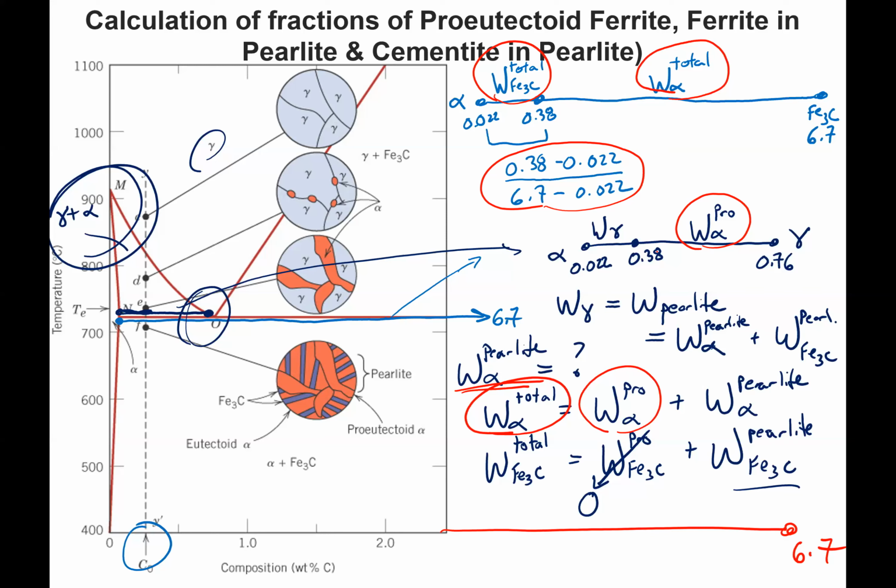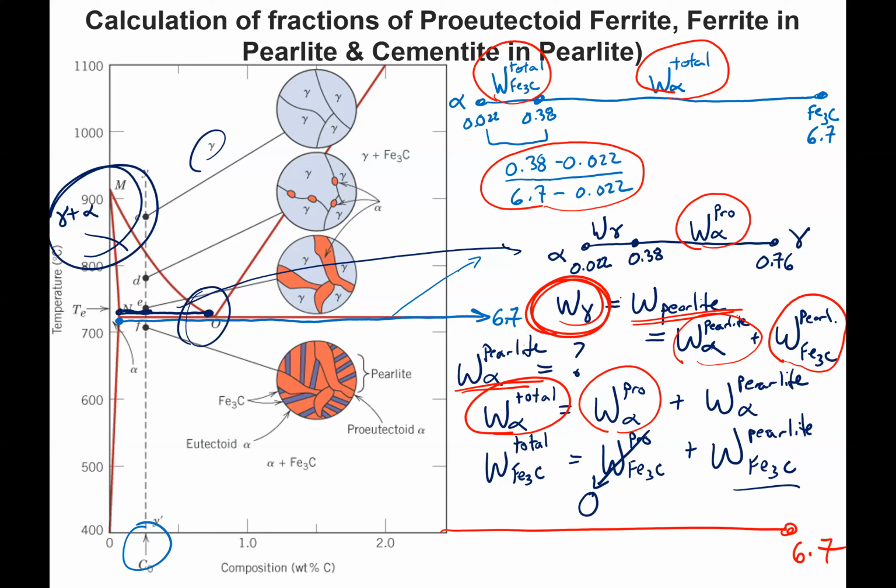If you want to get the fractional amount that is pearlite, the eutectoid structure, you could either get the ferrite in pearlite and the cementite in the pearlite and add them. Or again, you could just use the upper tie line and just get the amount of austenite that you have from that piece. And that would be the same as the overall pearlite.